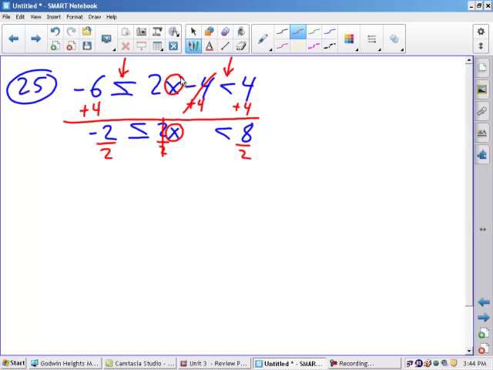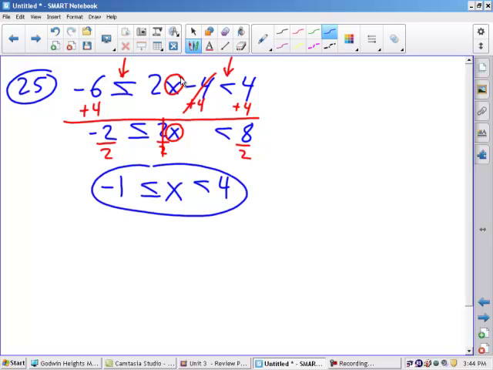So this cancels out, and I'm left with x in the middle. Keep this symbol. And you get negative 1 over here. Nothing flips yet. And then 8 over 2 is 4 on this side. So you have negative 1 is less than or equal to x is less than 4. So it's better read as x is between negative 1 and 4, and negative 1 is actually included. So there's your solution. Let's go ahead and graph it.